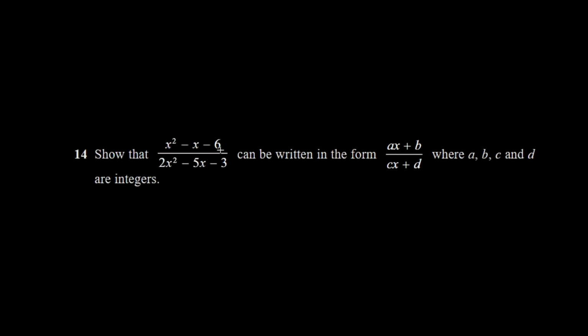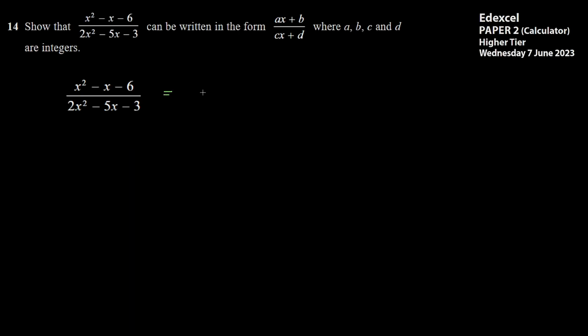Question 14, we've got two quadratics and we've been asked to simplify them into this form here. A, B and C are all integers. Okay, we will need to factorise both of these and I guarantee you one of the terms will cancel. Okay, let's hope these are pretty straightforward factorisations.